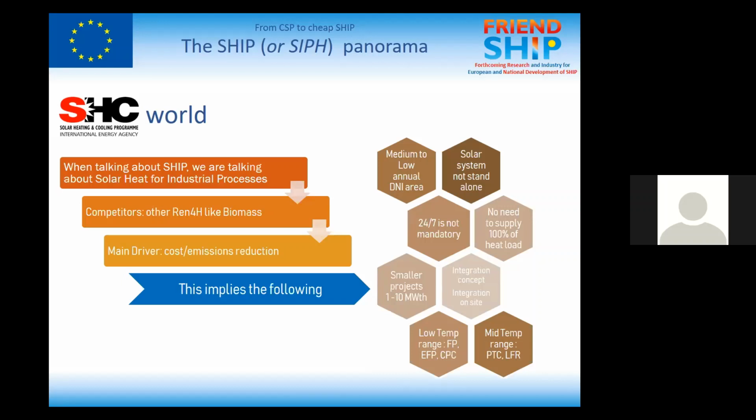One is that your project is not standalone, which means you are certainly obliged to hybridize your SHIP equipment with an existing energy source. Also, you have to put your project in areas with medium to low annual DNI. And what is also different between SHIP and CSP is that you generally don't need to supply 100% of the heat load, and it is not mandatory to have 24 hours a day, 7 days a week generation of heat for the process.